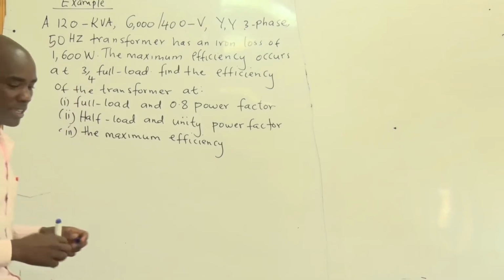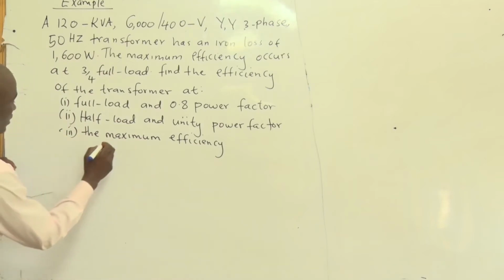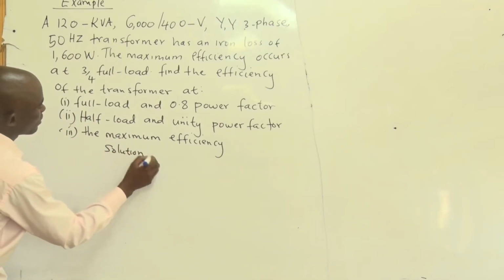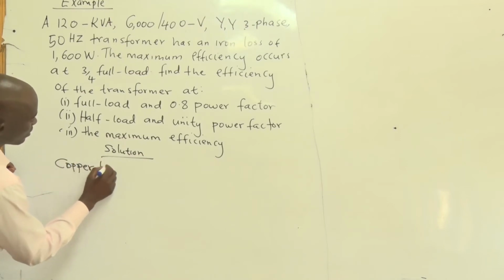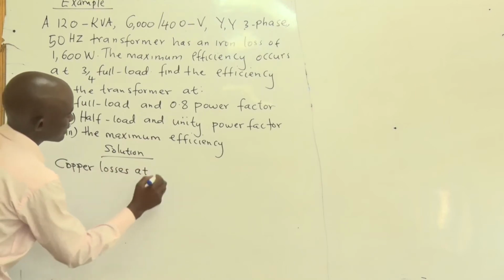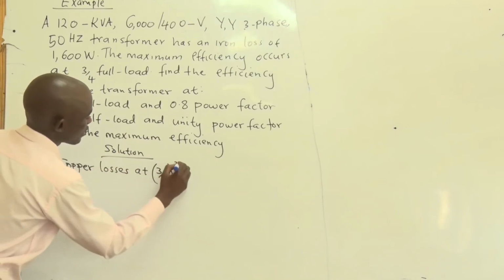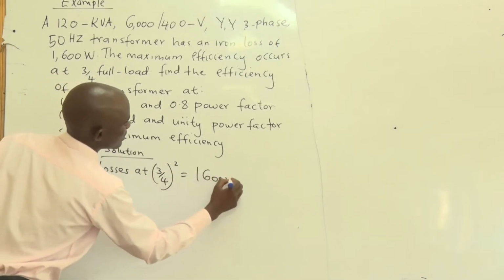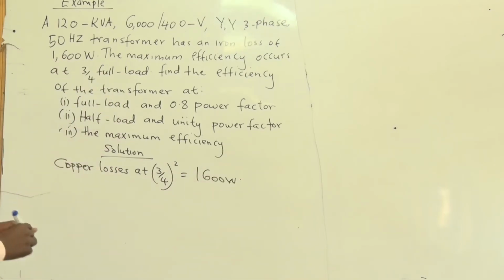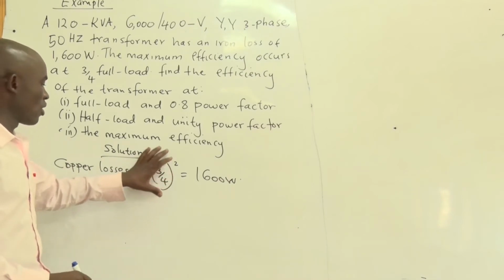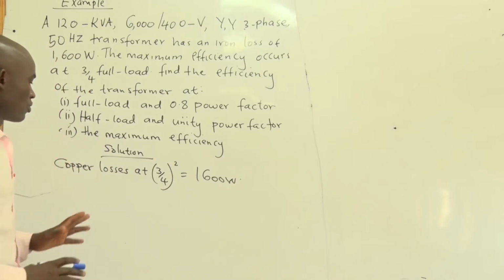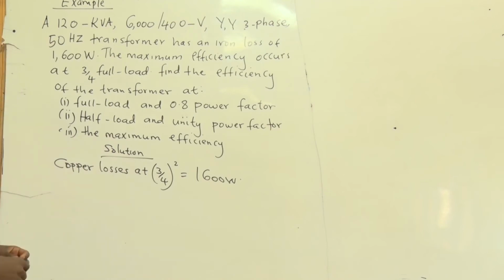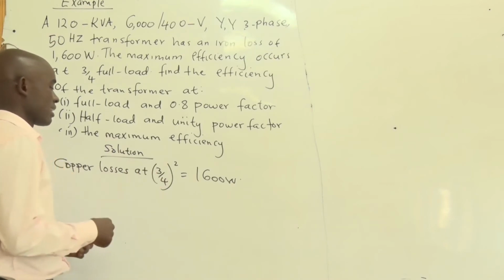So we could say that copper losses at 3/4 will be equal to 1600 watts. Remember, we use this squared. If you are dealing with copper losses, you have to square that fraction. But if you are dealing with the output power, you don't have to square the fraction. You take it directly as it is.